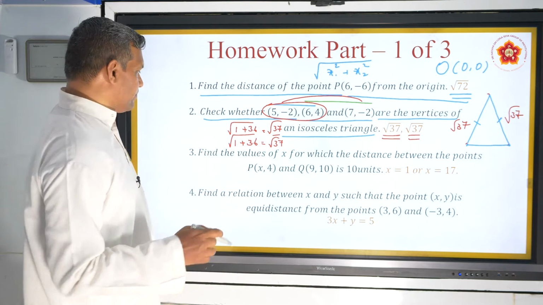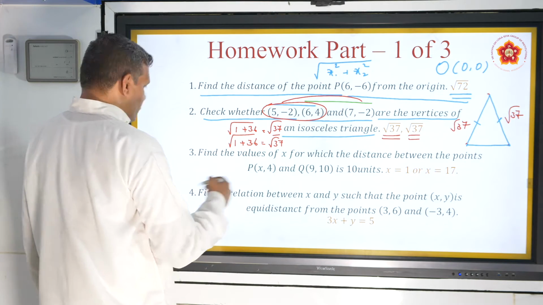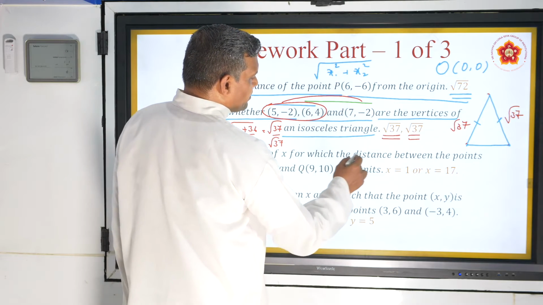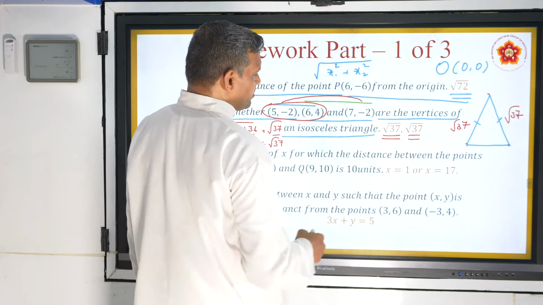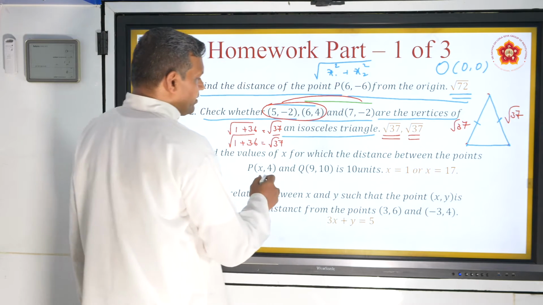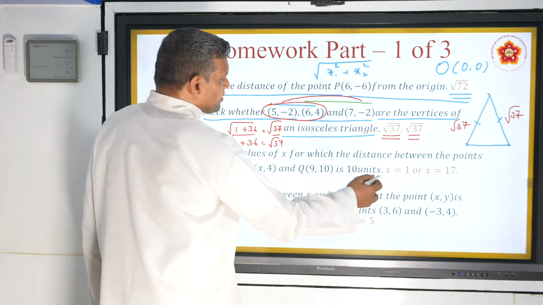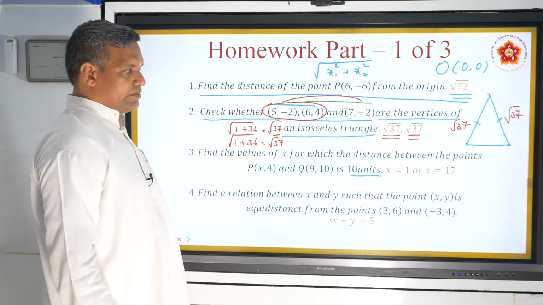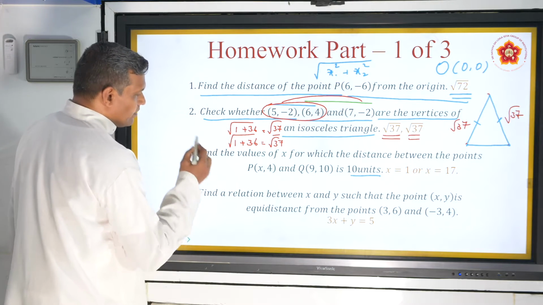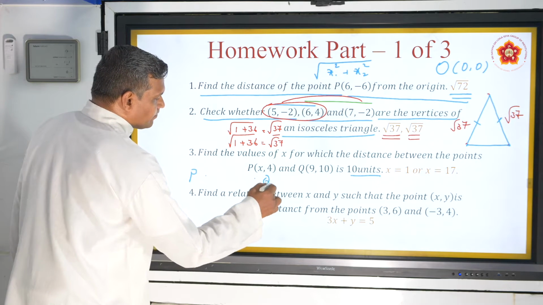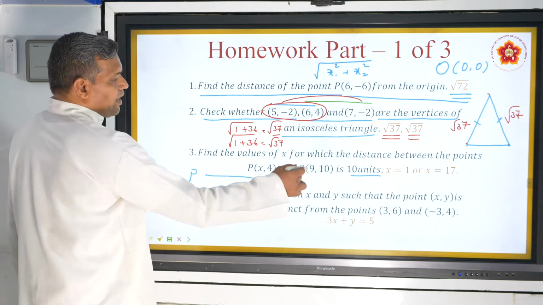Let's go to the third sum. Find the value of x for which the distance between the points P and Q is 10 units. Here these two are the points and you have to use the distance formula between them, and the answer is already given: 10 units. Assume this is point P and this is point Q, and there is a line segment, and the coordinates of these points are (x, 4) and (9, 10).